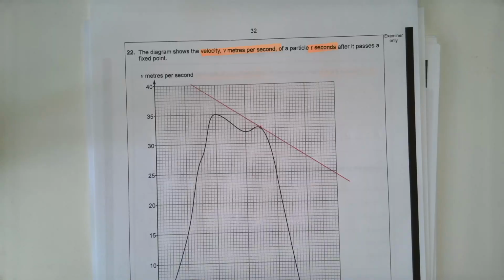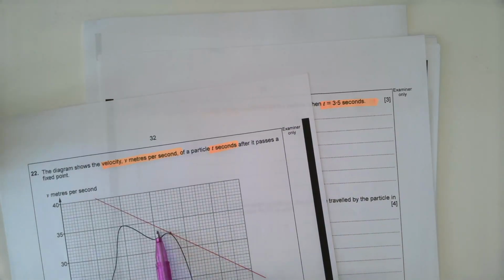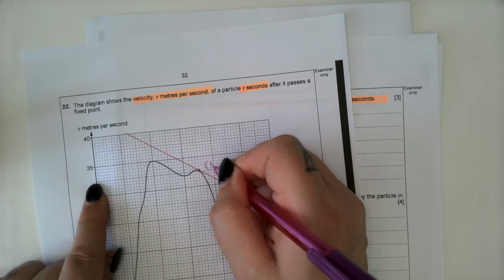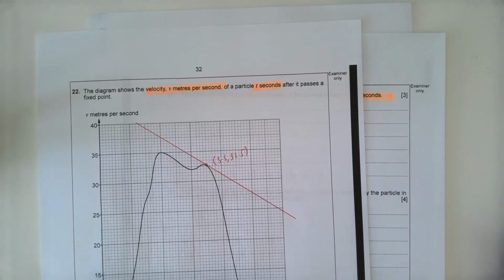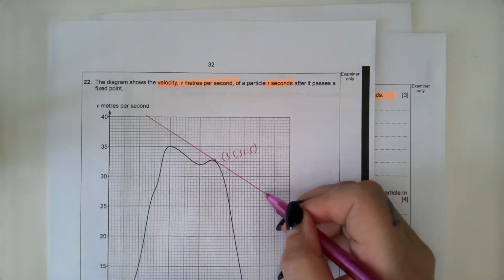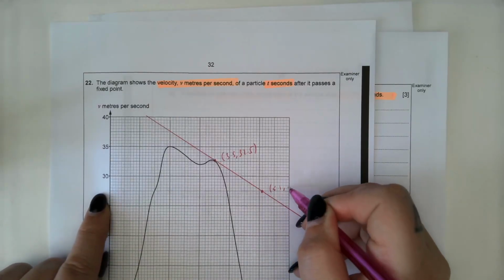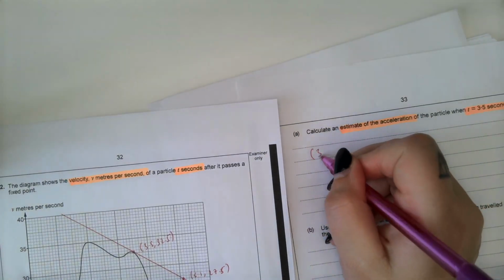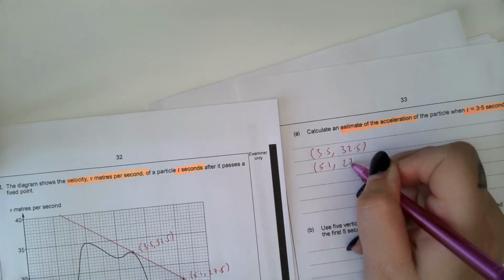Once we've done that, we work out the gradient of that line, because to work out acceleration, we want the gradient of this line. So this coordinate here that I marked is at 3.5 and 32.5. I'm going to work with that, but I'm also going to give myself another coordinate to work with. That's at 5.1 and 27.5. So I'm going to find the gradient.